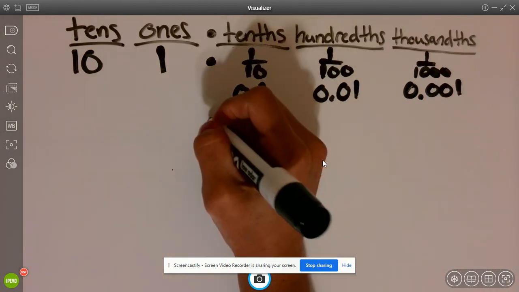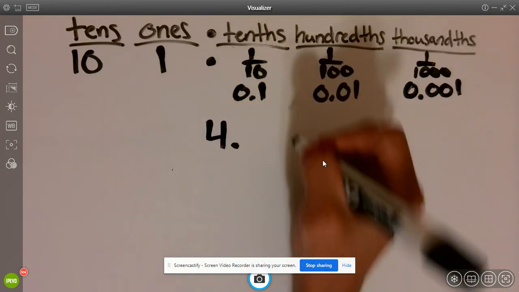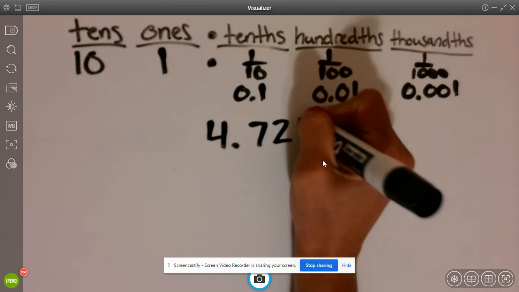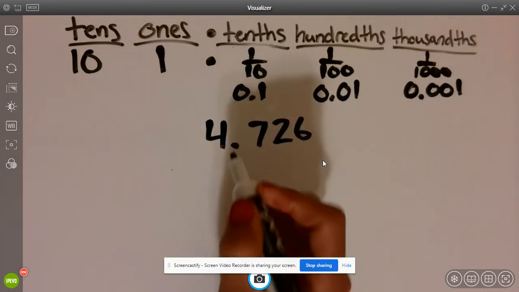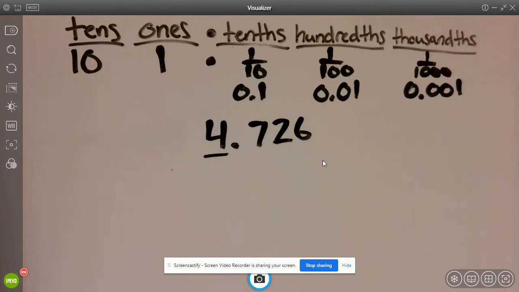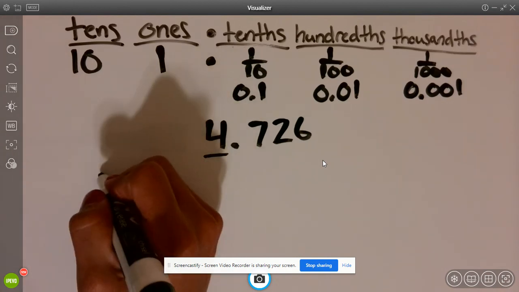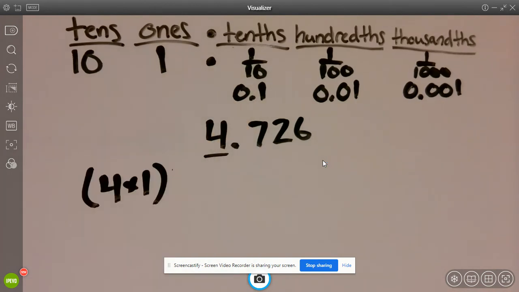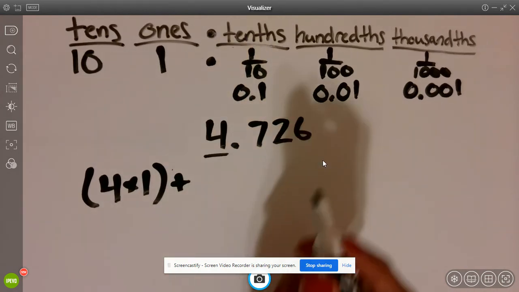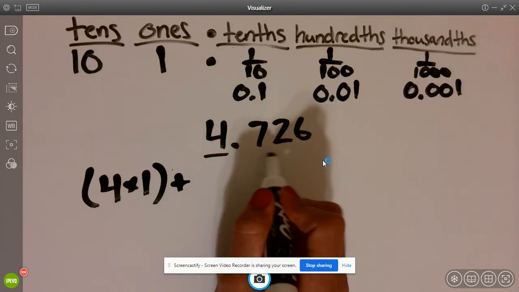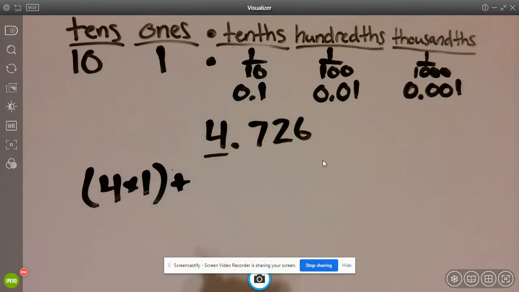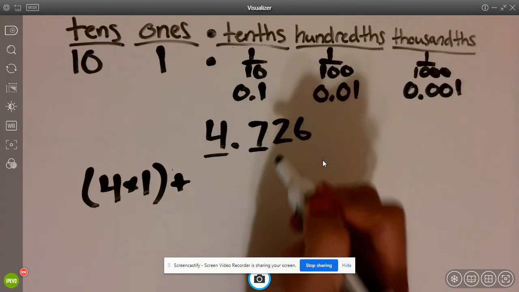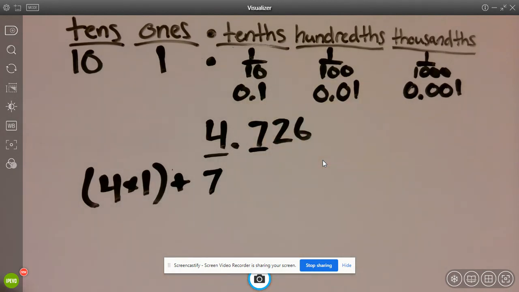The number 4 and 726. The 4 is in my ones place. So I'm going to write it as 4 times 1 in parentheses and put my addition sign. Okay, we always start from the left, going to the right when we are doing expanded notation. My next number is a 7, and my 7 is in the tenths place.